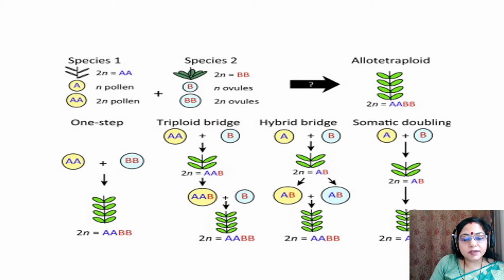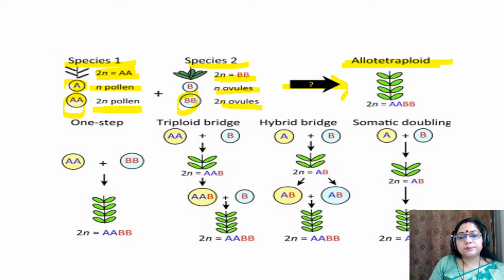Here in this diagram, it is explained how allotetraploid occurs. This is species 1. It contains 2n, that is AA. A haploid n pollen, and AA, that is 2n, is also pollen. Species 2 has 2n BB, and an n ovule, and BB is a 2n ovule. One is haploid and one is diploid. When these species 1 and species 2 are crossed, then we get allotetraploid. Here 2n is equal to AABB. First step.